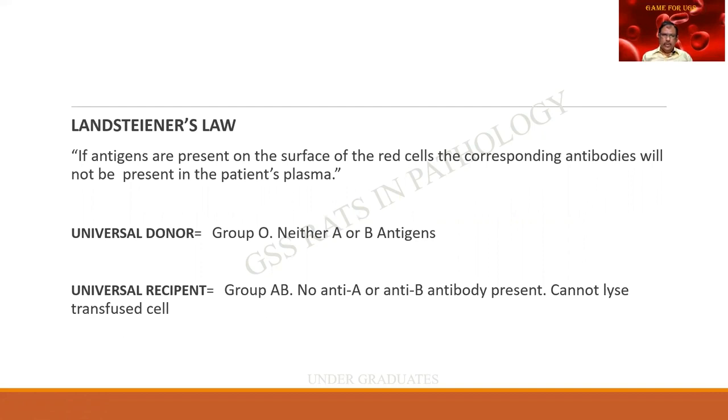There are two terms that we should understand. One is called a universal donor. He can donate blood to anybody. It belongs to group O, and he has got neither the A antigens nor the B antigens. Another one is the universal recipient, the exact opposite of O. It belongs to group AB. There are no anti-A or anti-B antibodies.